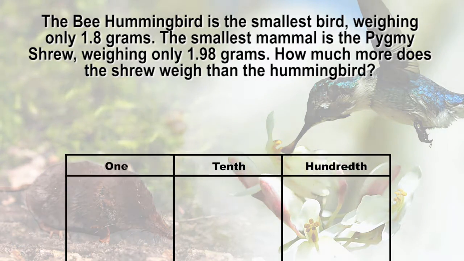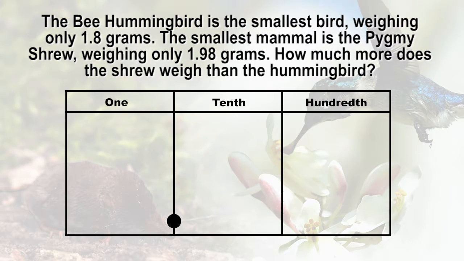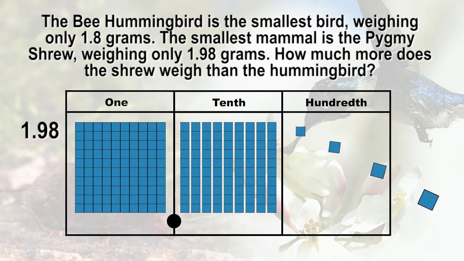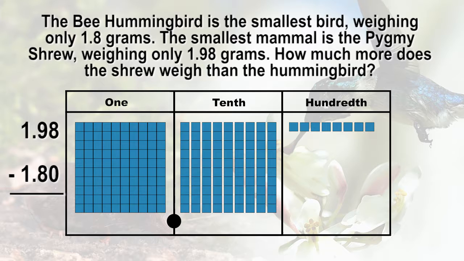Let's show this by using a decimal mat and place value blocks. We will start by placing the 1 98/100 on the mat. We will need 1 block, 9 rods, and 8 cubes. Now subtract the weight of the hummingbird, 1 8/10.